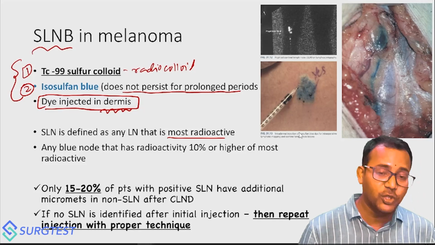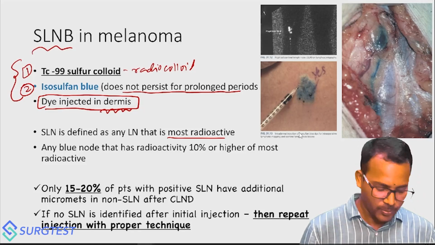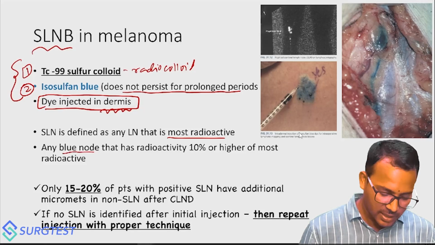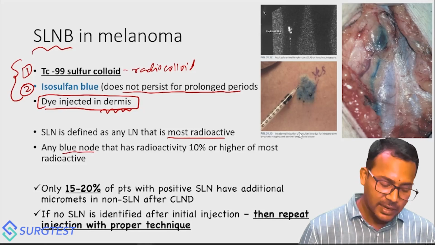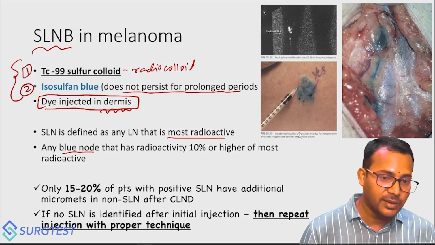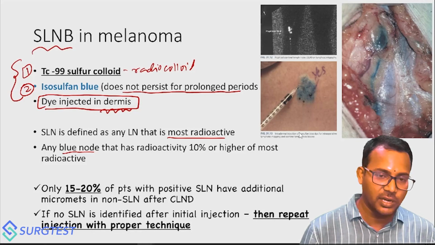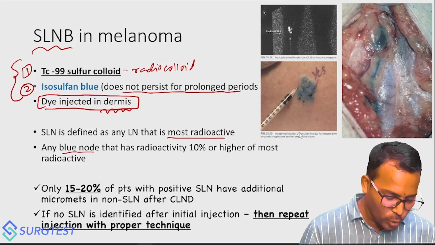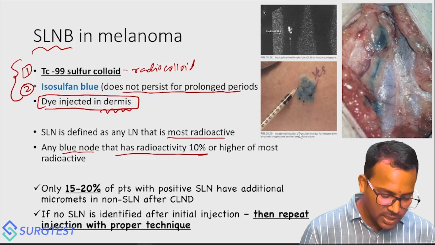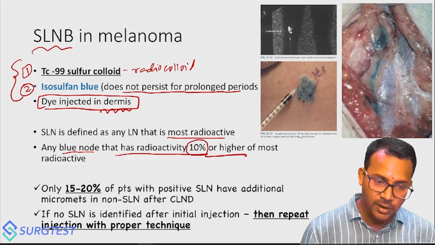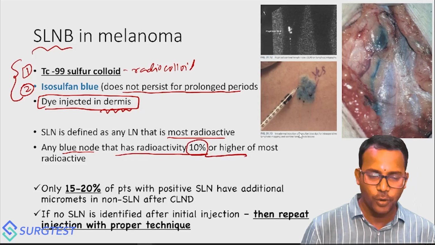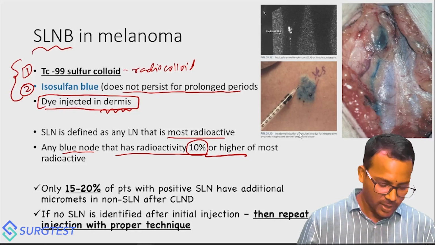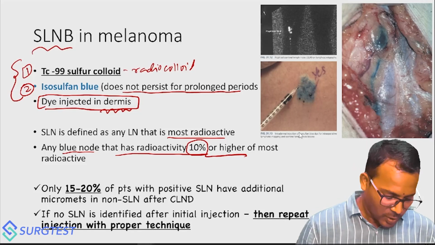At the same time, since you have also used a blue dye, if those blue nodes have also taken the radioactive substance, and yet the radioactivity is less than 10% of the highest radioactive node, you can ignore them. Only those blue nodes whose radioactivity is 10% or higher than the most radioactive node should also be considered a sentinel node. So this you have to understand.